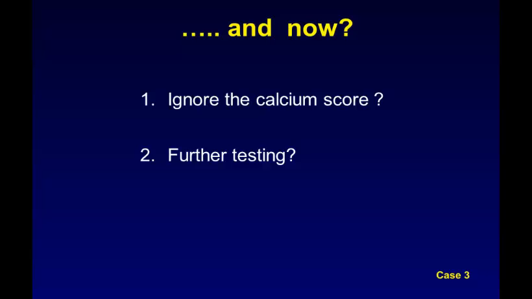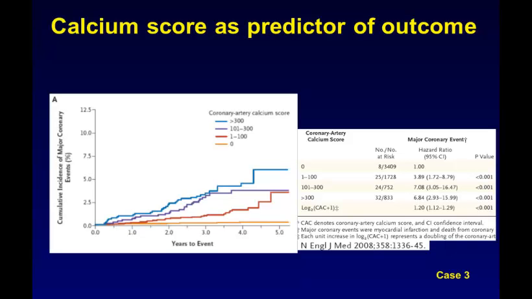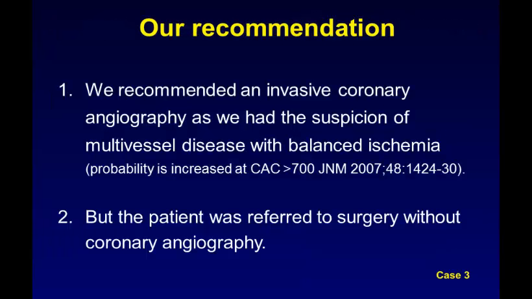Okay, now 56% would ignore the calcium score. Remember this number? Now if you look at the New England paper and the data, they say if you have more than 300 calcium score, your risk over the next 5 years to get a major coronary event, including infarction and death, is 7-fold increased. Quite impressive. And he had 5,000.